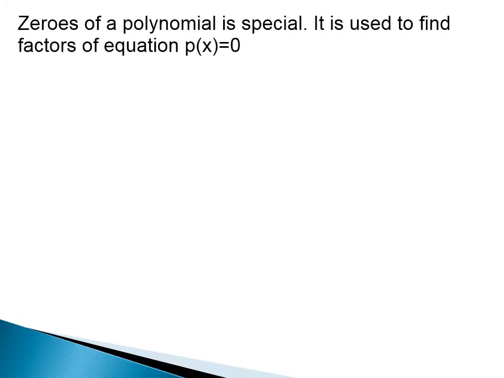Zeros of the polynomial are very special. Why? Because they are also used to find the factors of the equation p of x equal to 0. So at that time we use this also. The zeros of the polynomial are very helpful for that. Let us see the examples once again for understanding this.